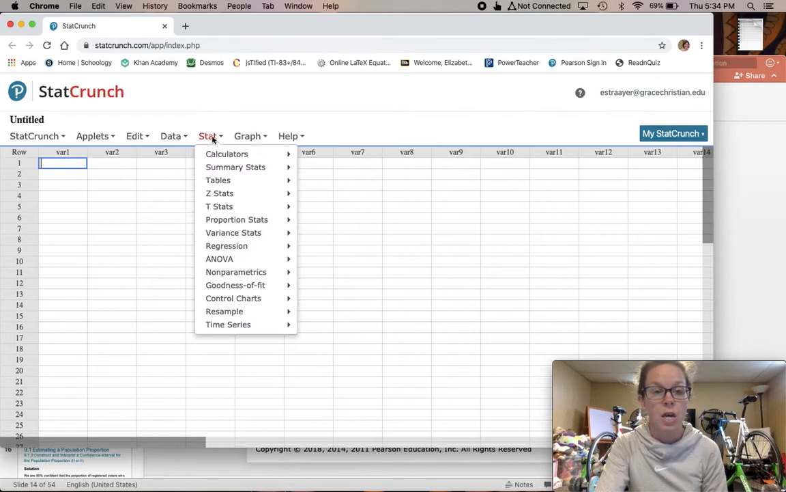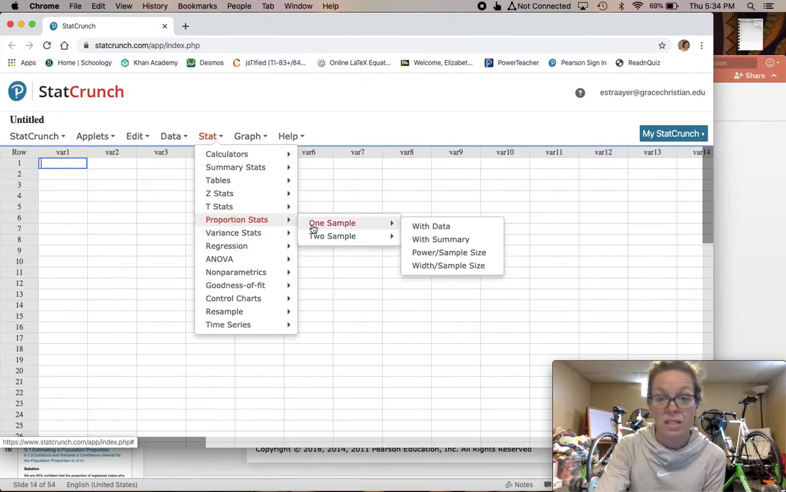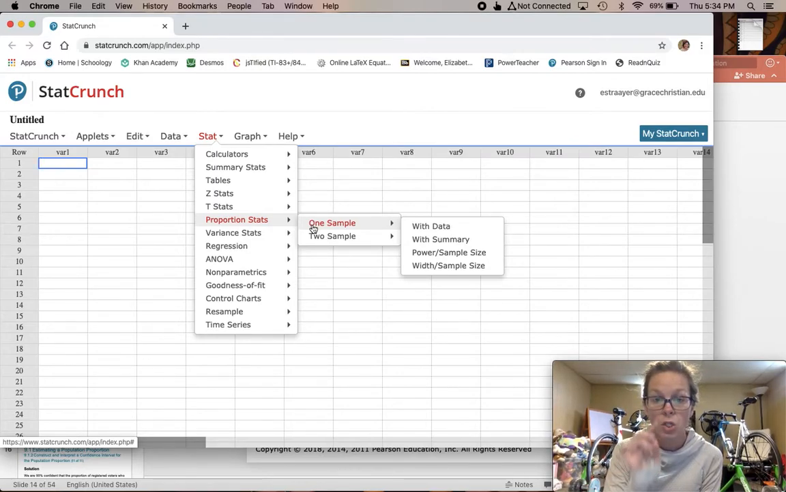So in StatCrunch, you're going to go into Stat, and we're going to go to Proportion Stats, because that's what we're measuring here and trying to calculate is a proportion. We only have one sample. We only did this once. We're not comparing two different groups. We just have one group, so one sample. And what we have is a summary. We don't have data. Data would be person number 1, yes. Person number 2, yes. Person number 3, no. We don't have that. We don't have a list of all the data. We have a summary. We just know how many people said yes. So we're going to choose with summary.